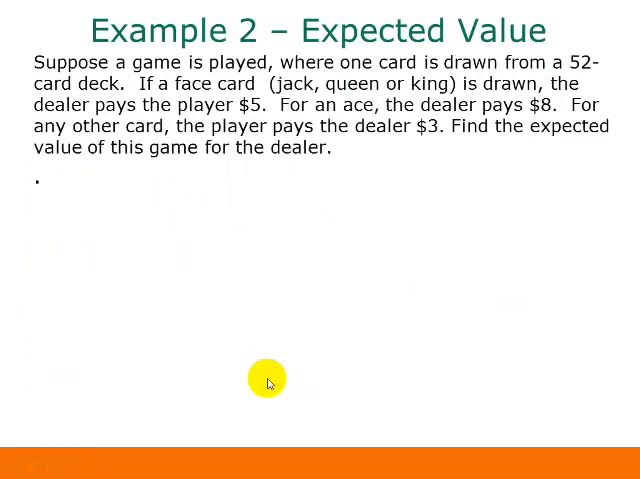Now let's look at another example where we have a game. In this one, we're drawing one card from a 52 card deck. If a face card, a jack, queen, or king, is drawn, the dealer pays the player $5. For an ace, the dealer pays $8, and for any other card, the player pays the dealer $3. Find the expected value of this game for the dealer.